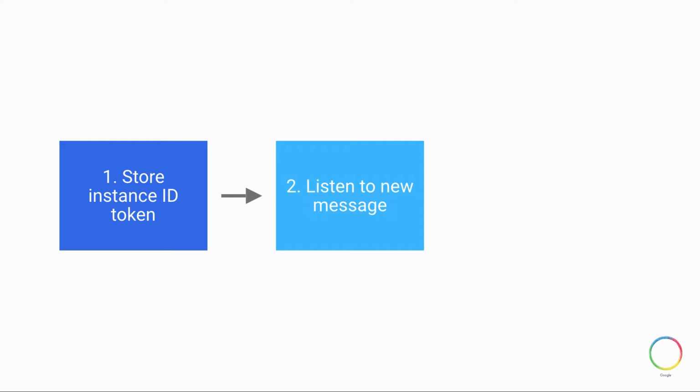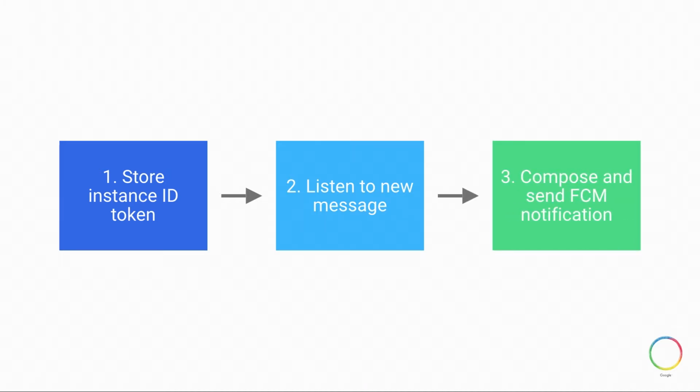There are 3 steps needed to implement our feature. First, we need to store the Firebase Instance ID token in our database so that we can send the notification to the target device. Next, we'll write a cloud function to be triggered when a new chat message is posted. And finally, we use FCM to compose a notification and send it to our users.